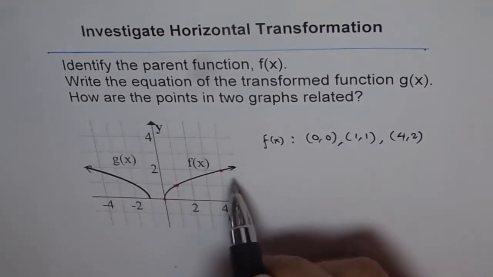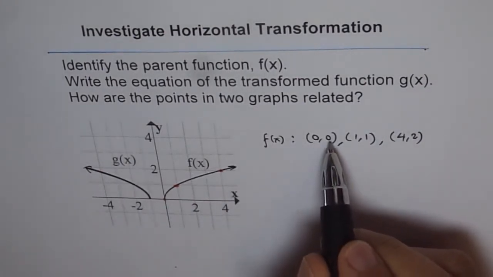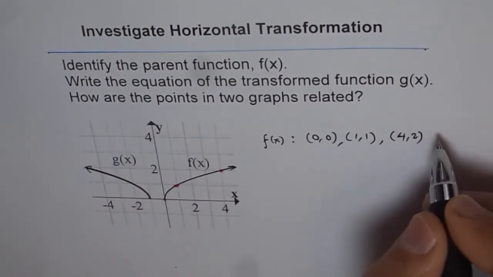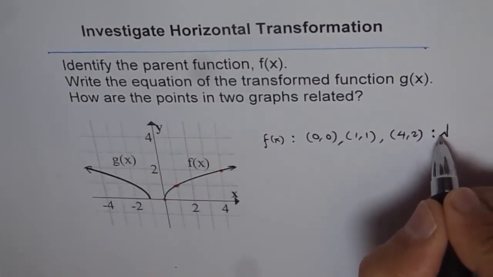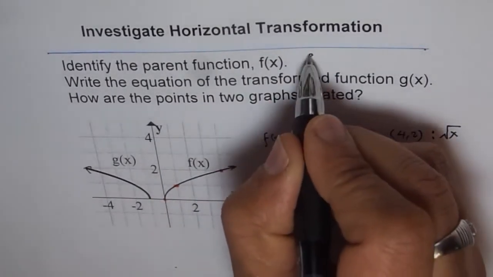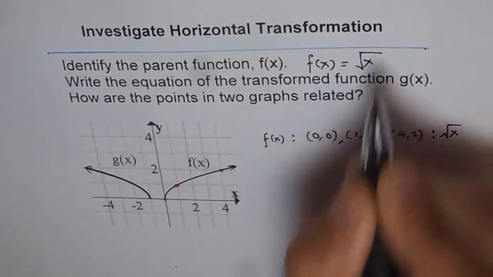It looks like a square root function, so we'll straight away check with it. Square root of 0 is 0, square root of 1 is 1, and square root of 4 is 2. Therefore we say f of x is actually our function square root of x, right? So that is how we are getting our function as square root of x. So we say the parent function is f of x equals square root of x.